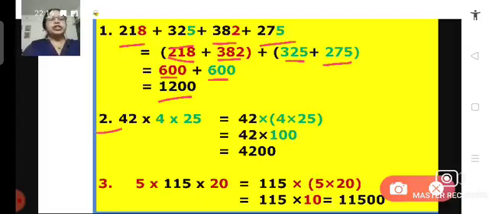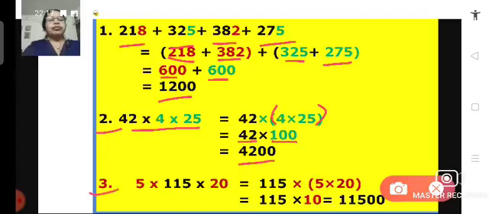Next problem, 42 multiplied by 4 multiplied by 25. So we group together 4 and 25 because 25 times 4 gives 100, and finding the answer becomes very easy. So 42 into 100 gives us 4200.